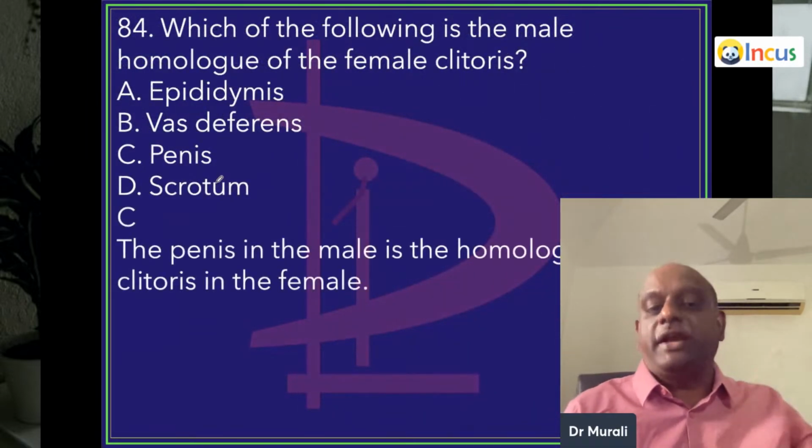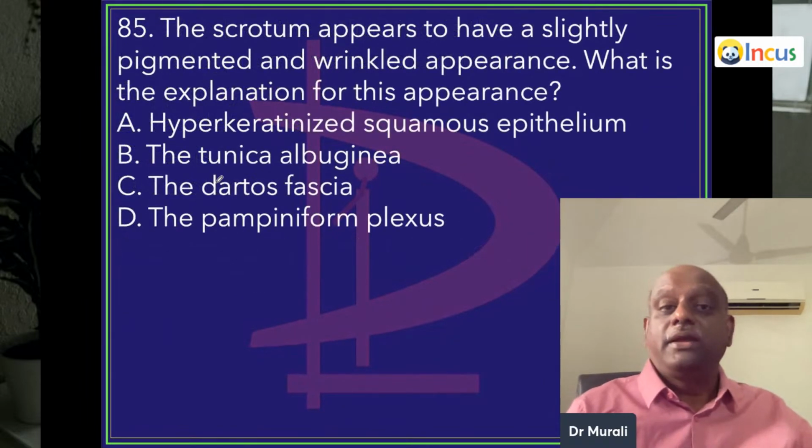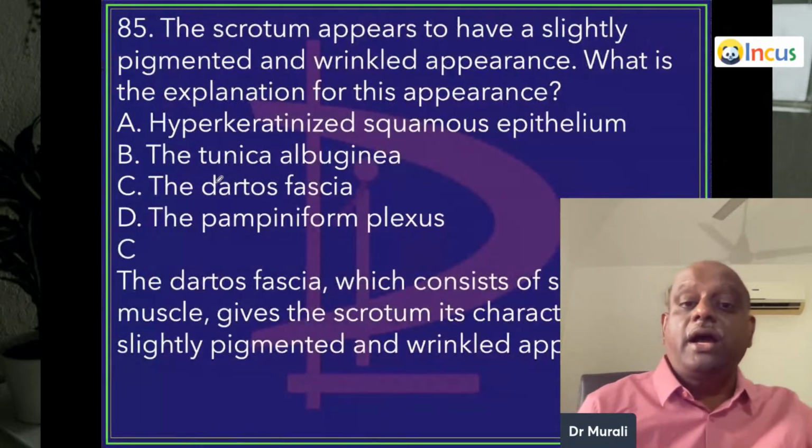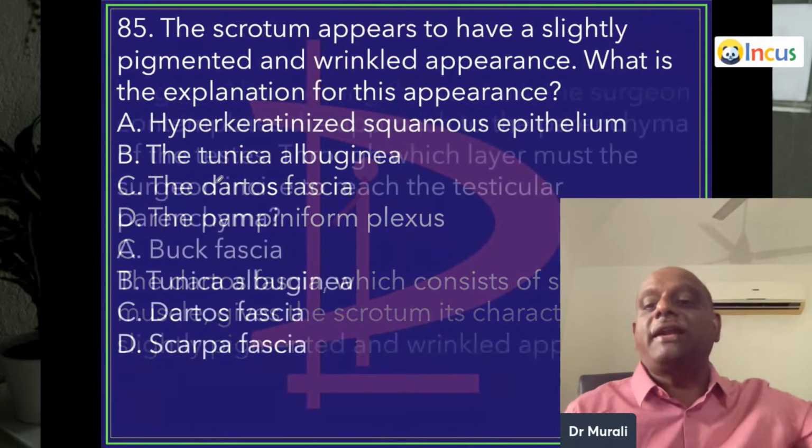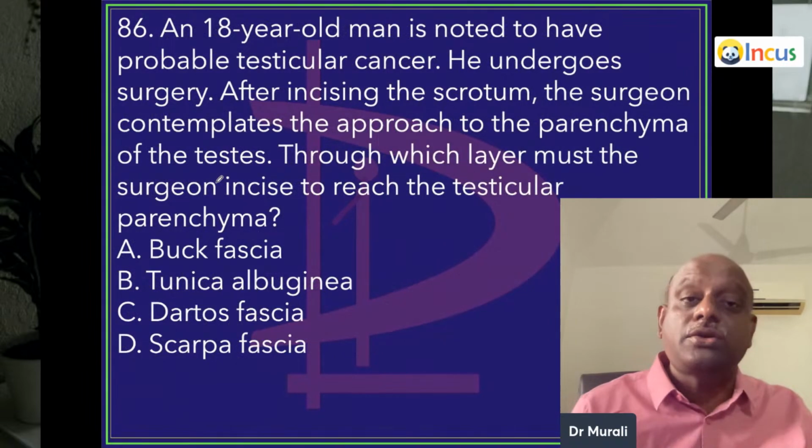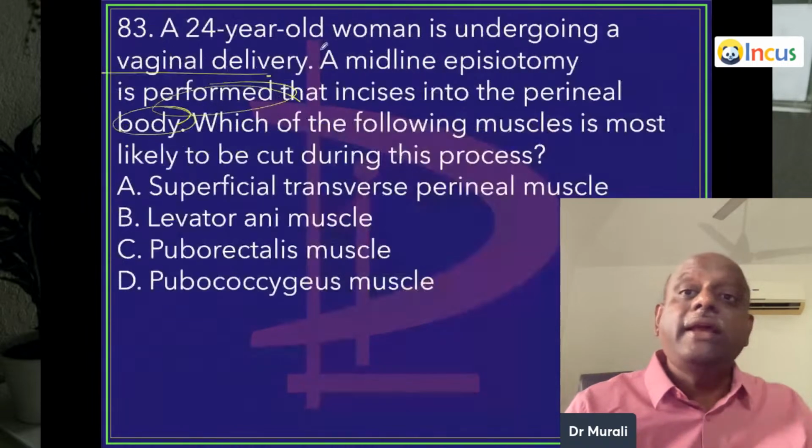Female clitoris is equal to male penis. Now the scrotum is pigmented, wrinkled, all because of the dartos fascia, which gives that wrinkled appearance to the scrotum.